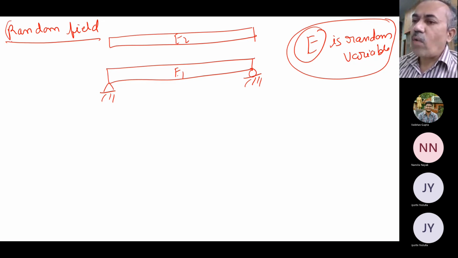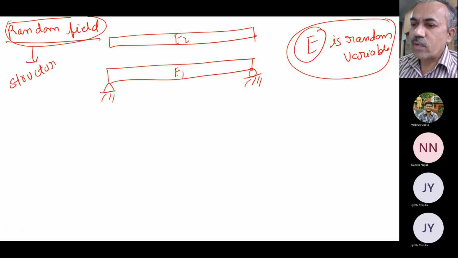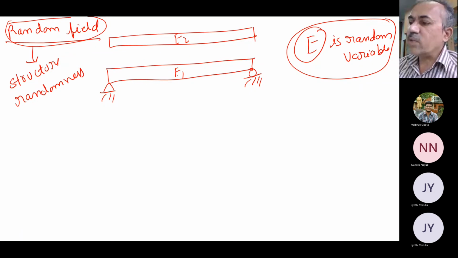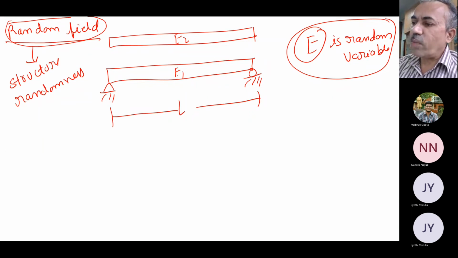Now, random field means Young's modulus is random only, but the randomness also has some kind of structure. That means if L is the length of the beam, my Young's modulus is not constant for the entire beam. When I say Young's modulus is a random variable, the assumption is that it varies for each and every beam. If I take this beam, I will get one value. If I take another beam, I will get another value. But it is not varying with respect to length.